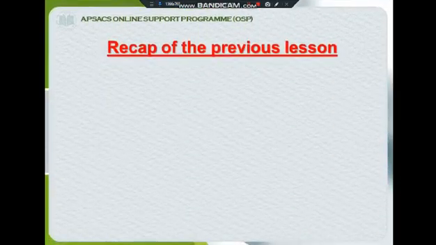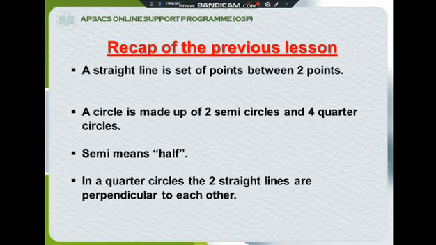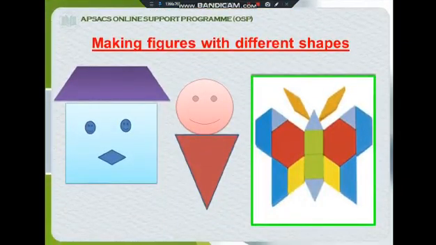Okay students, first we will recap some of the previous lesson's points. You know that a straight line is a set of points between 2 points, and a circle is made up of 2 semicircles and 4 quarter circles. You also have learned that semi means half, and in a quarter circle the 2 straight lines are perpendicular to each other, and you know the meaning of perpendicular. I have explained it to you.